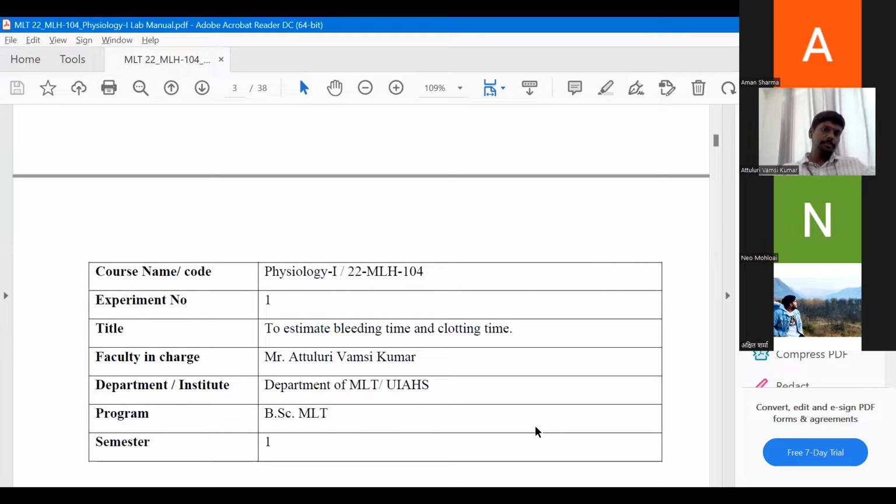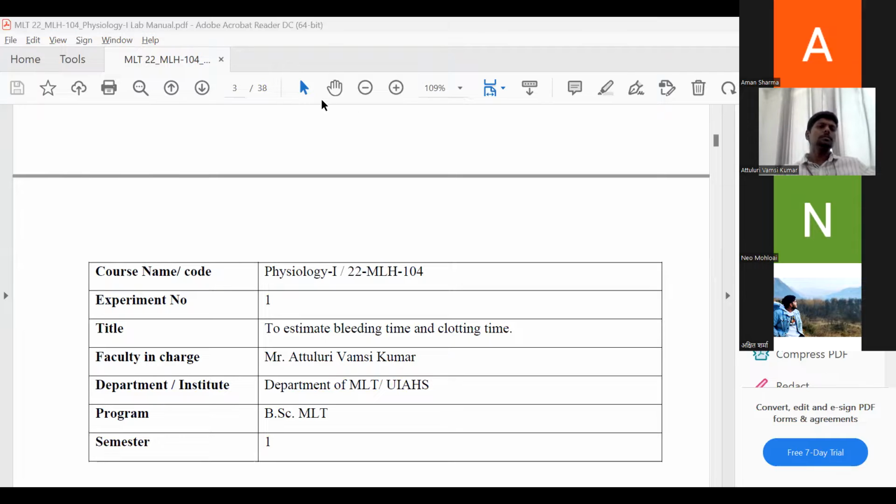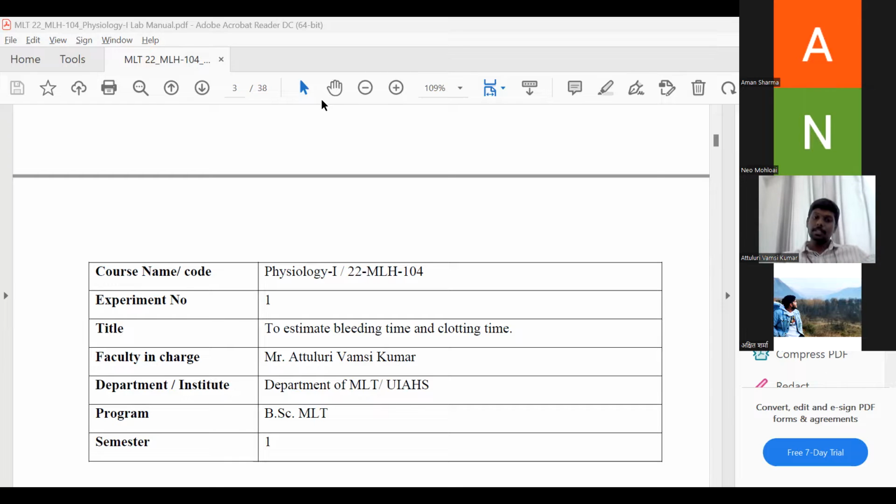Sir, in this PDF there is no Lee and White method given, only the capillary tube method. Will we perform only the capillary tube method, or both? No, we will perform only the capillary method, not Lee and White. Okay, sir. And when will our quiz be held? I will keep the quiz tomorrow, but today I will keep a sample quiz, a mock quiz. A dummy quiz, just to see. No marks will be deducted.